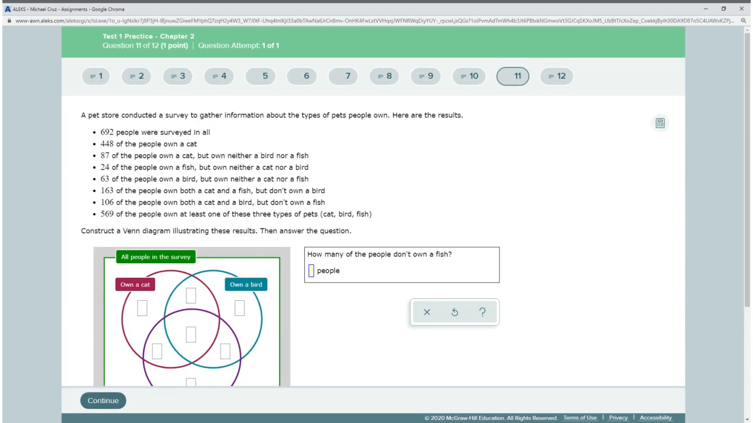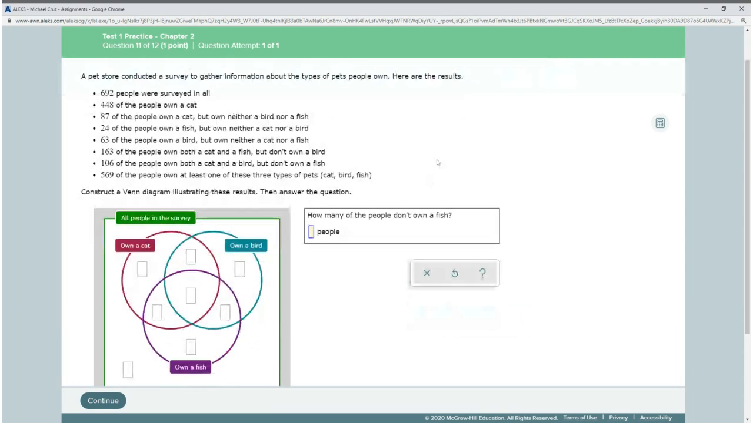All right, so this one, they don't necessarily always have one that's all three, so you just got to start with one of the other intersections. So let's see. Now, all the numbers, once we get them in, have to add up to 692. This one right here, the red circle, is going to have to add up to 448. Neither of those I've used just yet.